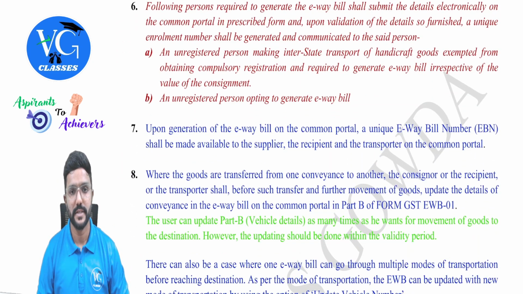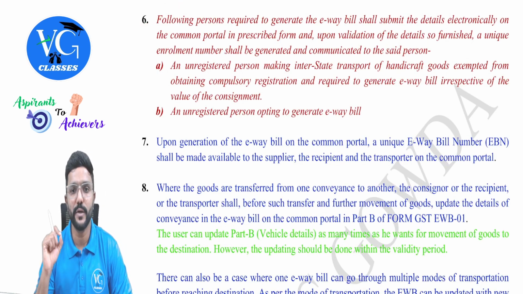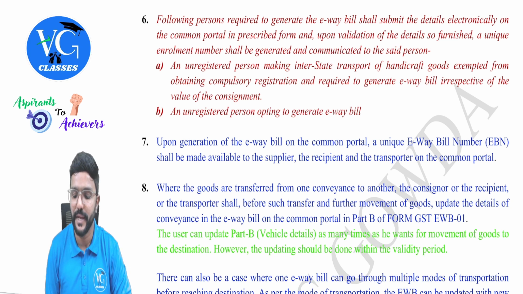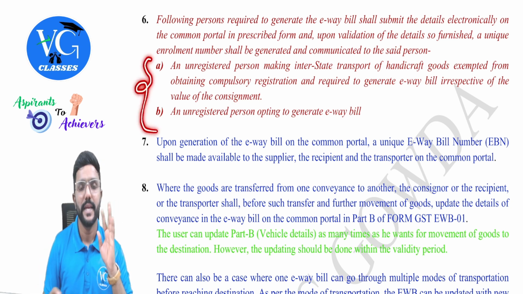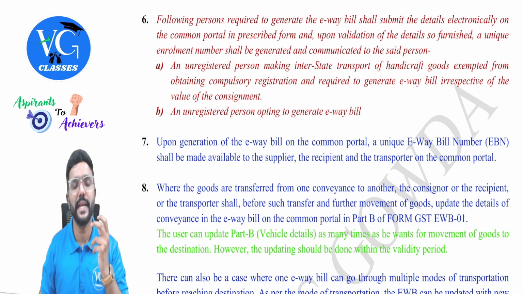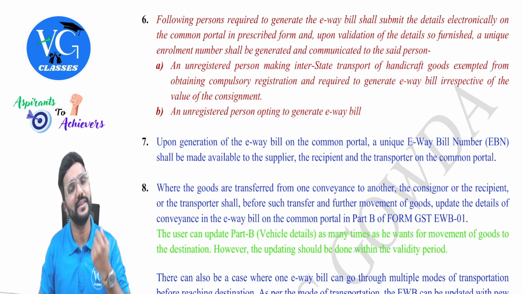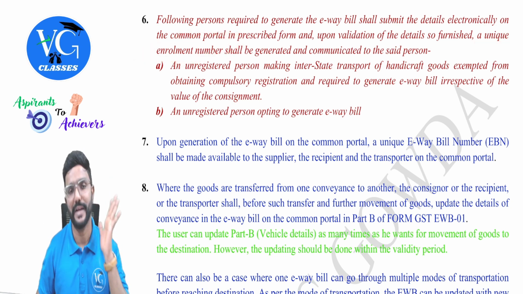Okay. Next. This is a recent amendment, guys. Sixth point. The following persons required to generate the e-way bill shall submit the details electronically on the common portal in the prescribed form, and upon validation of details so furnished, a unique enrollment number shall be generated and communicated to the said person. Who is that said person? Guys, even an unregistered person can generate an e-way bill now. And when he is generating an e-way bill, as he doesn't have his GSTIN, sir, can he generate the e-way bill? Yes, he can generate. And for him, a unique enrollment number will be issued, guys.